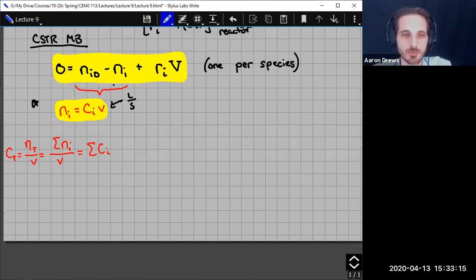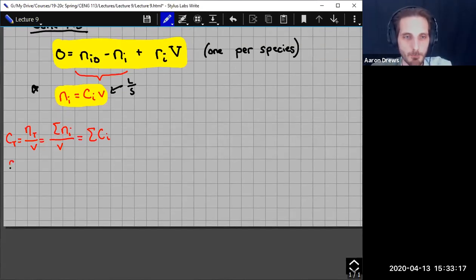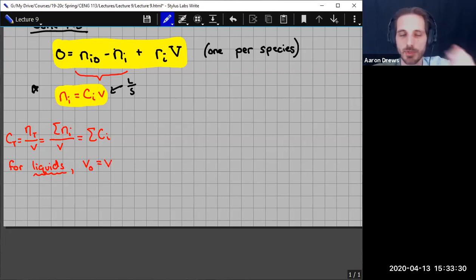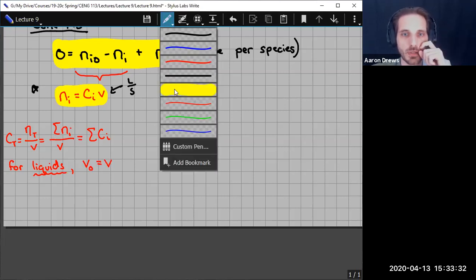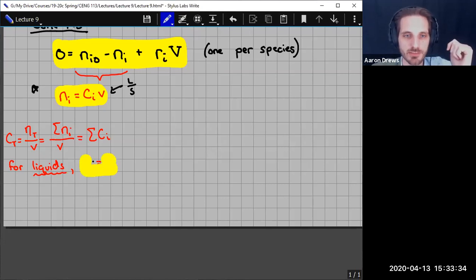Another key assumption that we have for liquids, and we're going to revisit this assumption when we get off of liquids, is that the inlet volumetric flow rate V0 is equal to the outlet volumetric flow rate V. And so that's helpful because it allows us to only have to specify one parameter in the system. We can just say the feed is being provided at 6 liters per second or 10 liters per hour or something like that.